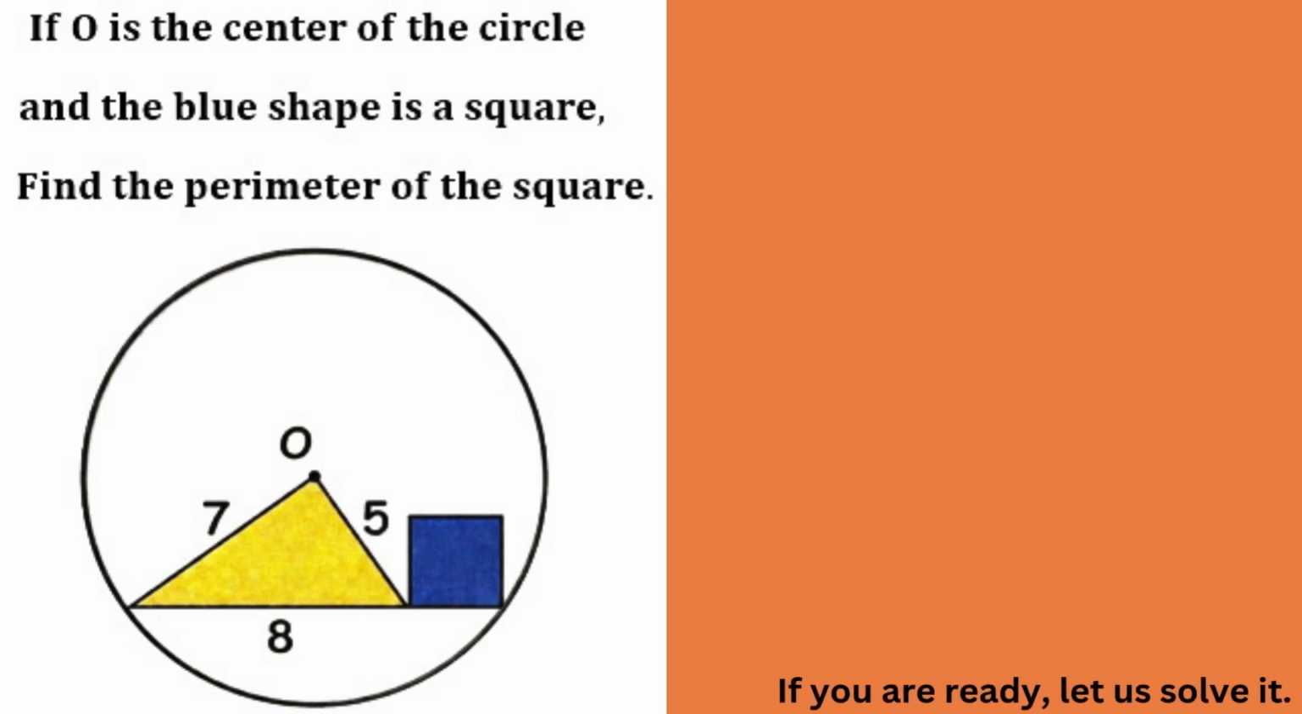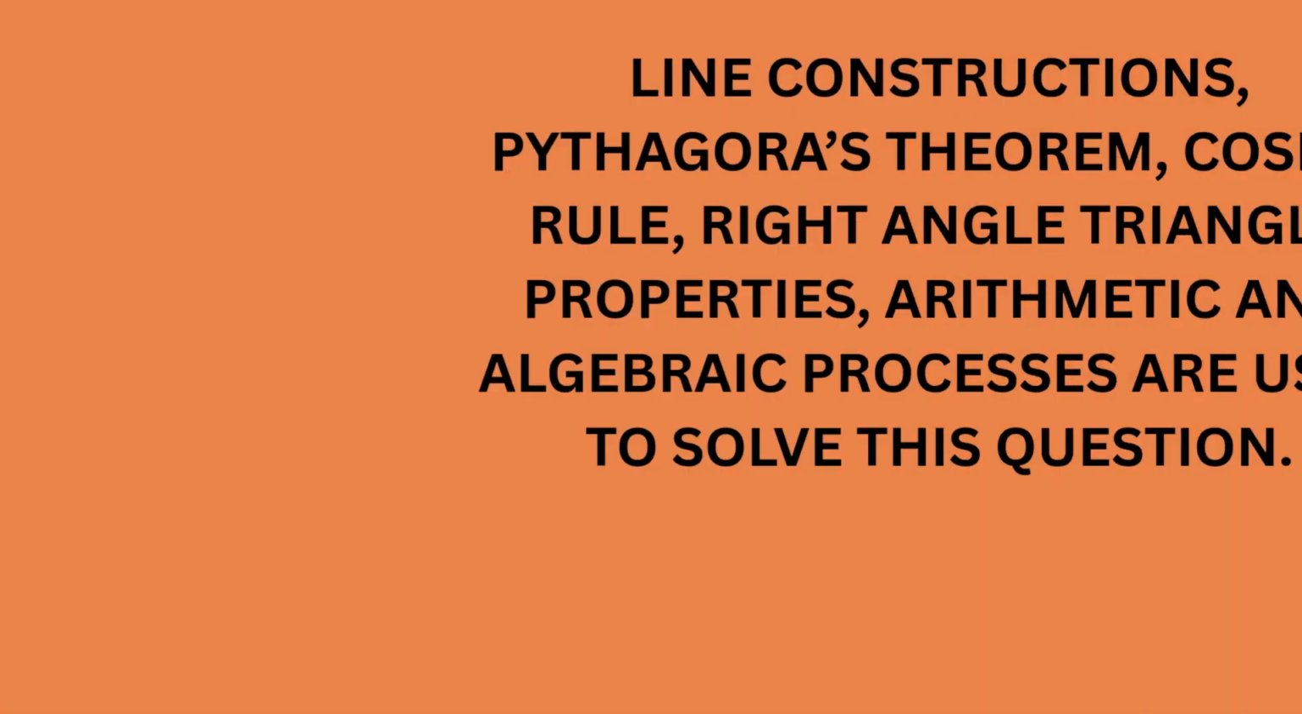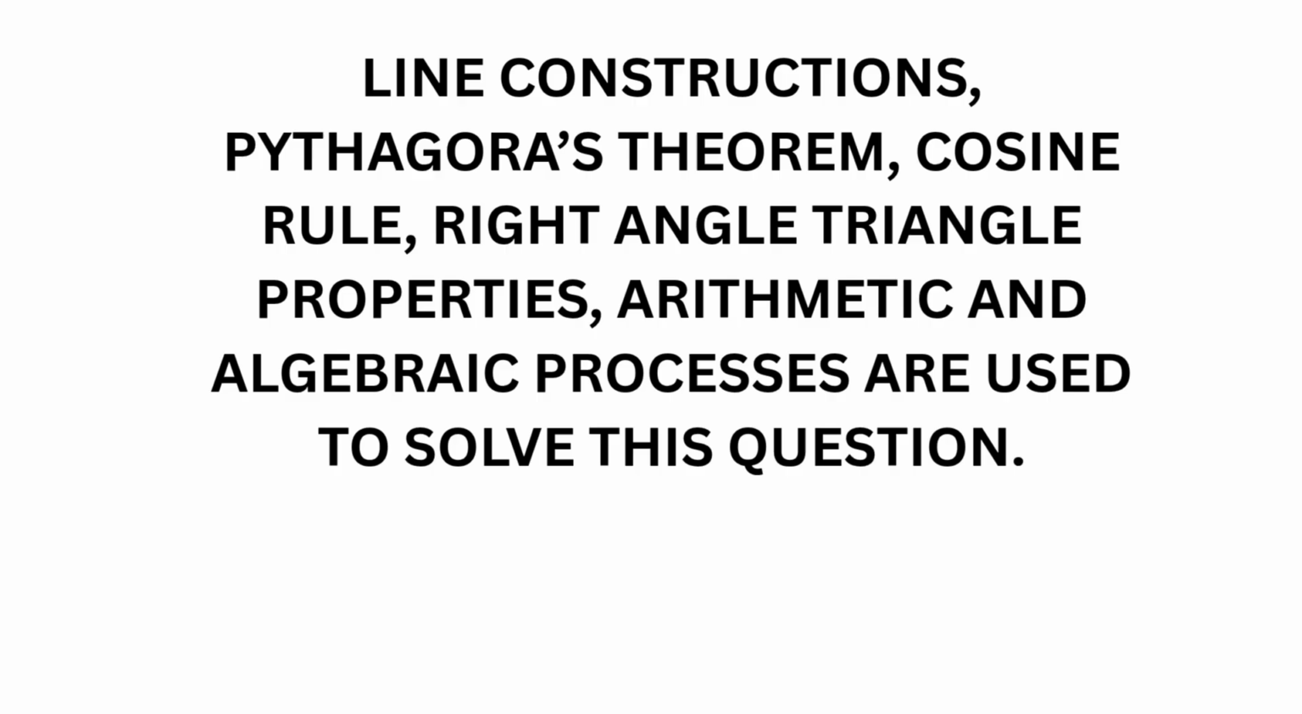Given that O is the center of the circle, and the blue shape is a square. Find the perimeter of the square. Line constructions, Pythagoras theorem, cosine rule, right-angle triangle properties. Arithmetic and algebraic processes are used to solve this question.